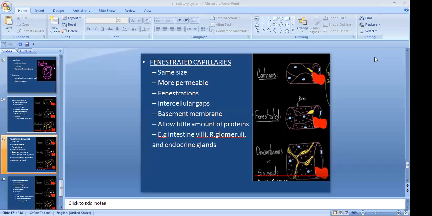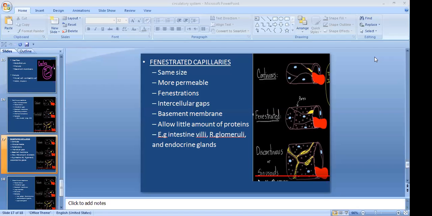Now, the examples of fenestrated capillaries: they are present in the glomeruli, intestinal villi, and the majority of the endocrine glands. I would repeat again that the fenestrated capillaries are present in the glomeruli, villi, and the endocrine glands.